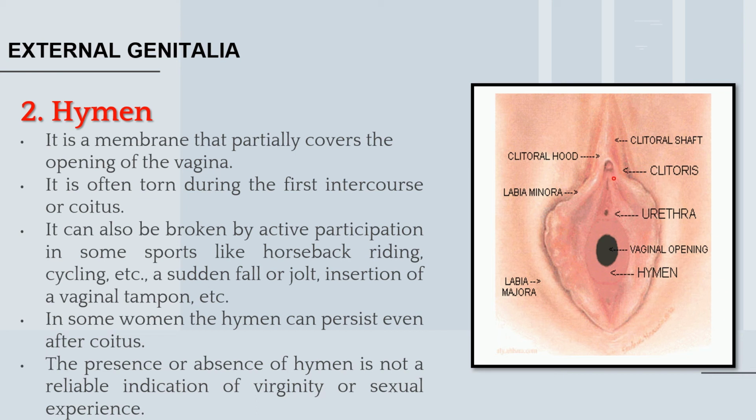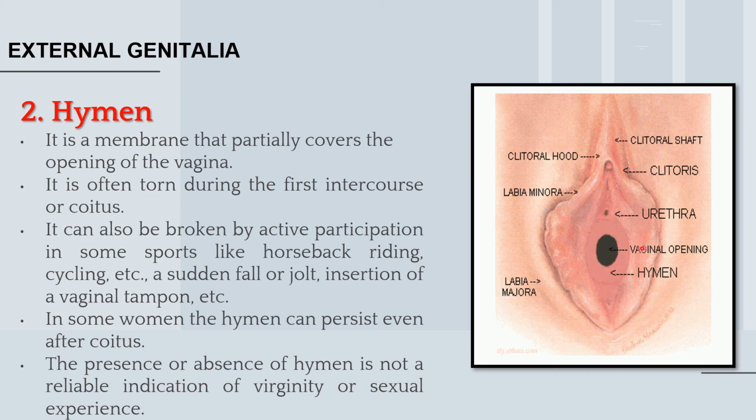Anteriorly, above the labia minora, we have the small erectile tissue called the clitoris, which is the highly sensitive part. The opening of the vagina, or vaginal orifice, is partially covered by a membranous tissue called the hymen. The hymen is a partial covering of tissue over the vaginal orifice. This hymen is usually torn during the first sexual intercourse or coitus.